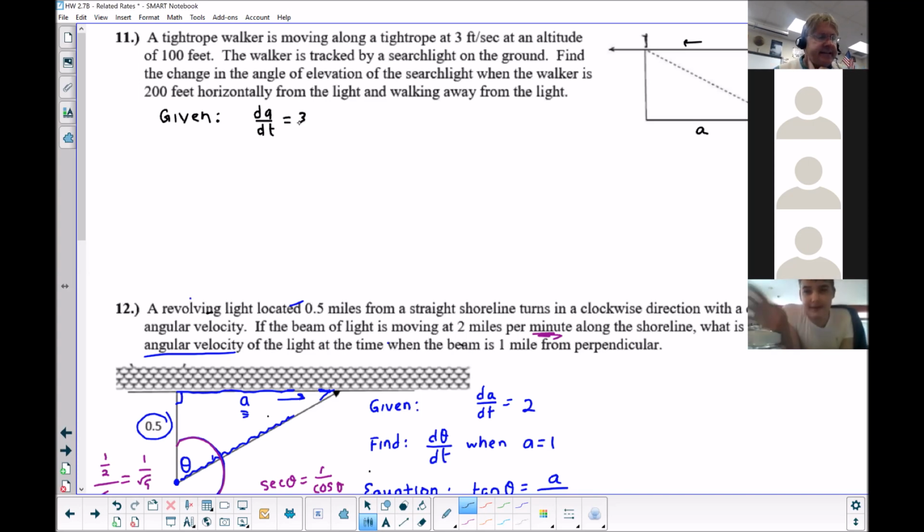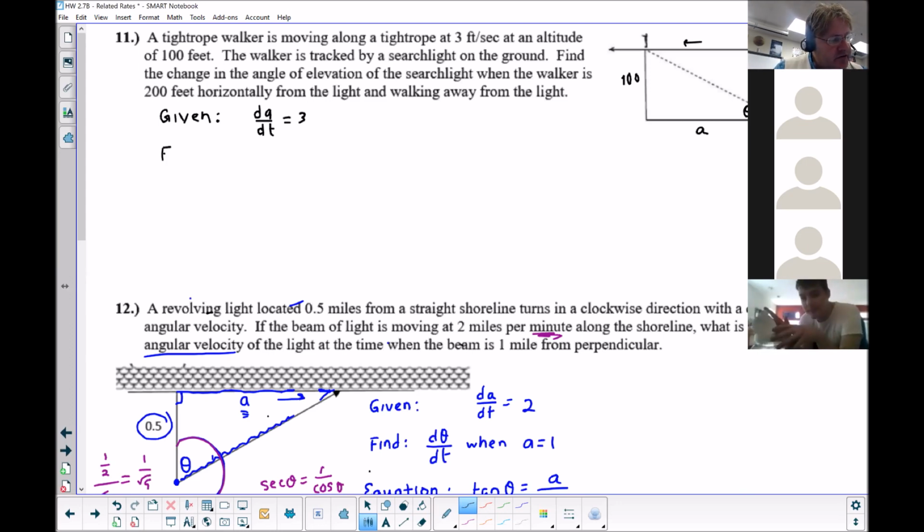Okay, so dA dt is going to be 3, we know that the altitude of this walker is 100, so this is going to be locked in, and the searchlight's kind of transfixed on him. Find the change in the angle of elevation of the searchlight. This would be that angle of elevation that we'll call theta. We want to do this when the walker is 200 feet horizontally from the light, and the walking away from the light helps us decide that this was meant to be positive.